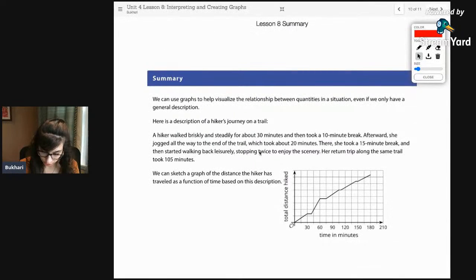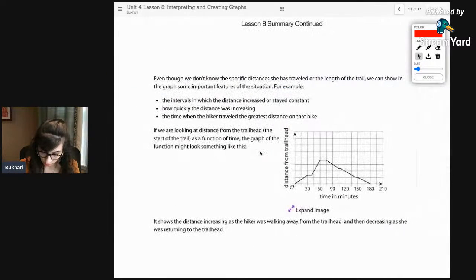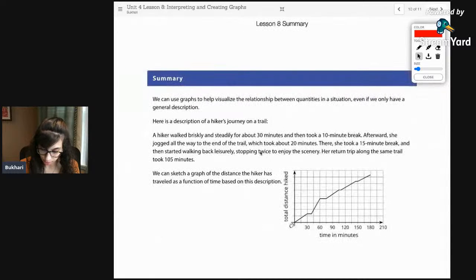And so last but not least, of course, we have our lesson summary, summarizing how we can use our graphs and our descriptions to help us graph, and our graphs to help us create our descriptions. And so I will see you finally in lesson 9, which wraps up this part of our graphing unit. And I look forward to seeing you in lesson 9.